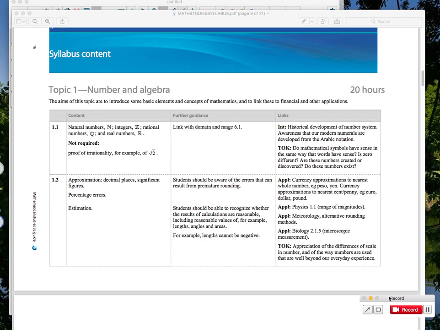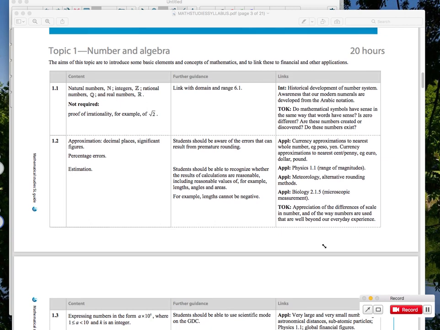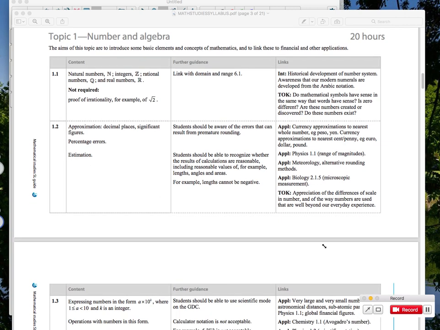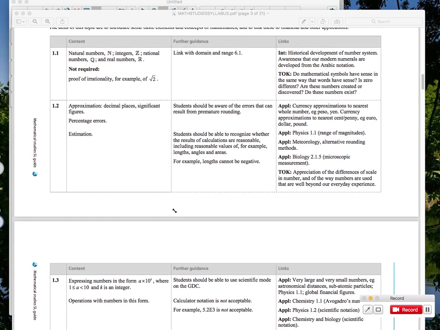So I'm going to continue from where we stopped last time. Last time we reviewed natural numbers, integers, rational numbers, irrationals, and real numbers. That was 1.1. 1.2 is about approximation, decimal places, significant figures, percentage error, and estimation. I'm not going to do anything in particular here, Kaya, because every kind of problem talks about approximation, decimal places, and significant figures.